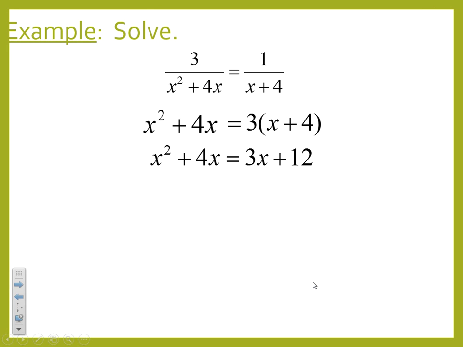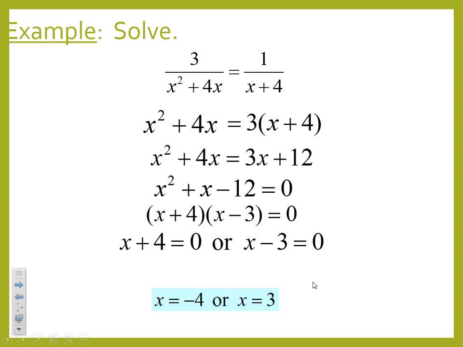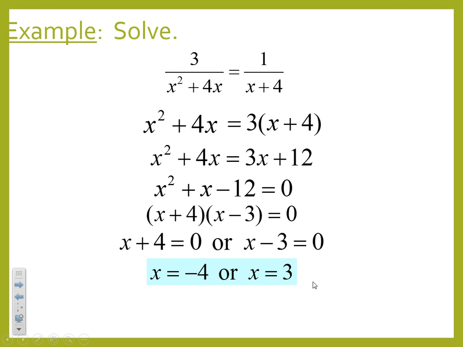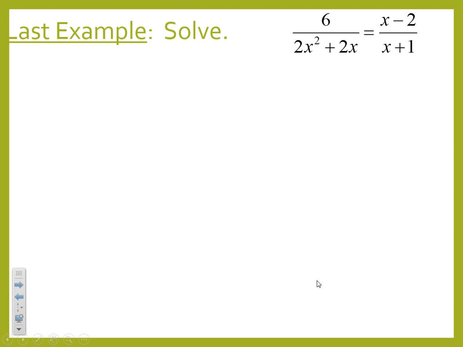And once we cross multiply, we want to use distributive property, and then we're going to set our equation equal to 0, and we're going to factor. And our solutions are negative 4 or 3, and we need to check to make sure those are really our solutions. Well, when we check, -4 does not work, but the 3 does. So our only solution is x equals 3.